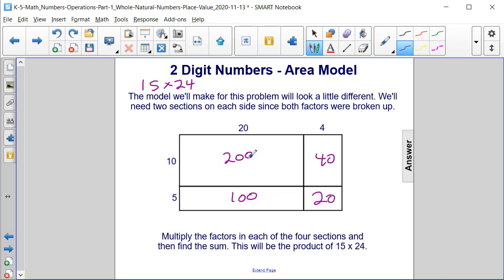And then if we add all of these up, 200, 100, 40, and 20, we will end up getting 360. And that is the product of 15 and 24.